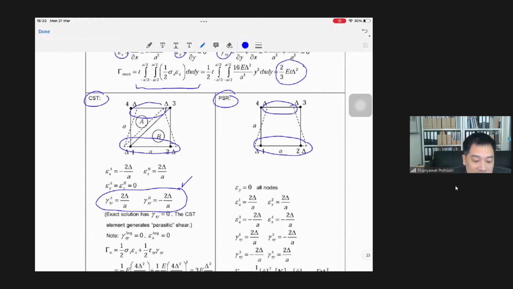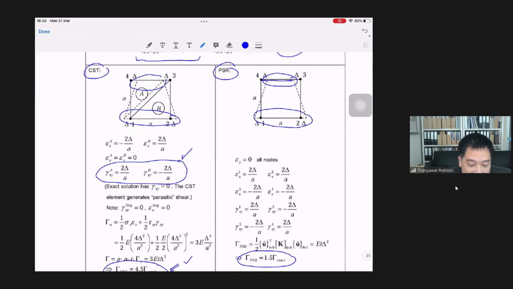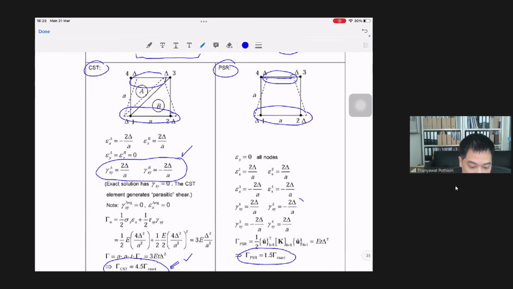because the deformed shape must remain linear here, the strain here becomes non-zero. So you have gamma xy, while there shouldn't be gamma xy in the actual solution.